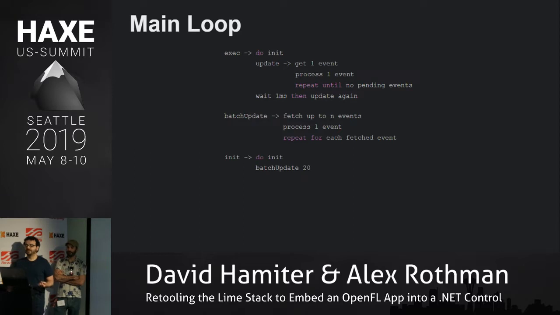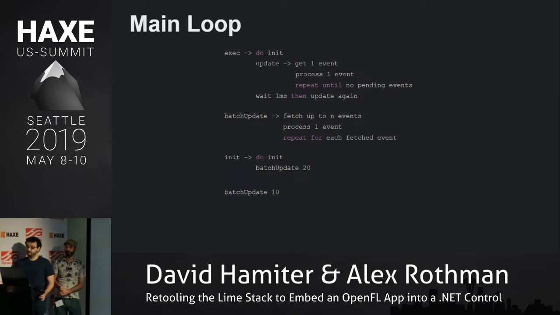Step 2 is to break init out of exec and expose it in parallel to batch update. We do the initial simple initialization, and then we run a batch update for 20 events. At initialization time, events tend to pile up, like mouse move events and whatnot, so we just process whatever happens to be there. 20 so far seems to be a more than sufficient number.